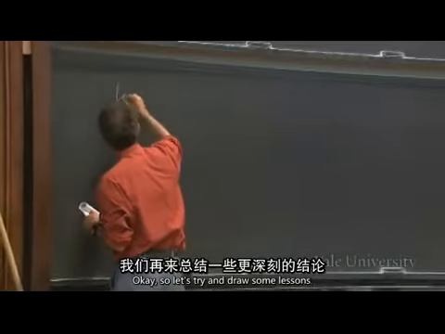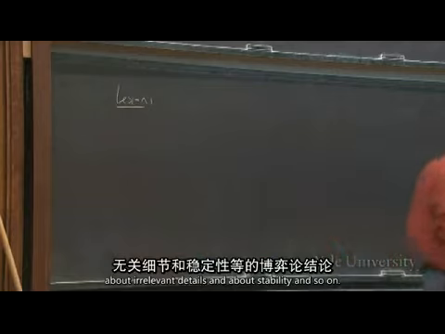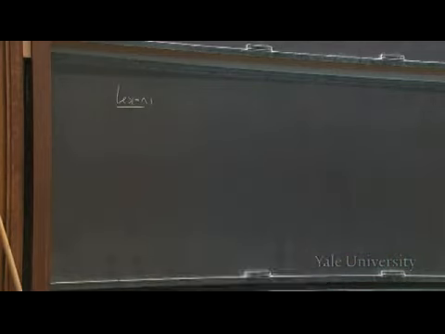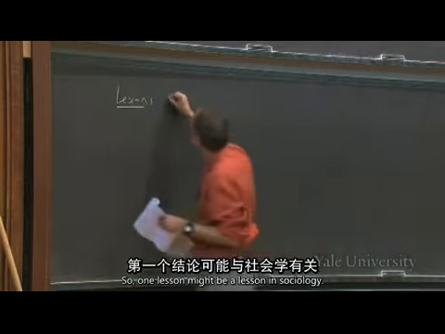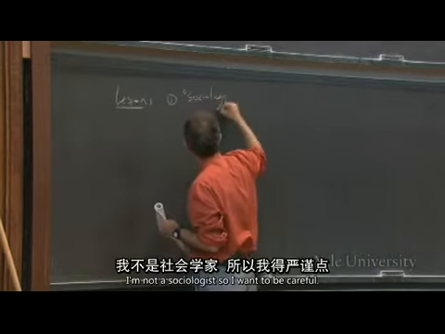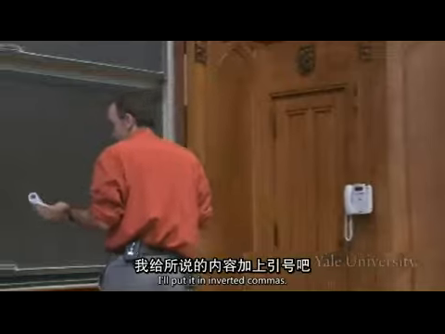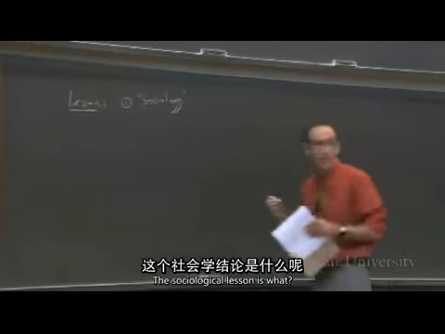So let's try and draw some lessons. We've drawn out some game theory lessons already from this about irrelevant details and about stability and so on. Let's try and draw out some other lessons here. So one lesson might be a lesson in sociology. I'm not a sociologist, so I want to be careful. I'll put it in inverted commas here. The sociological lesson is what?